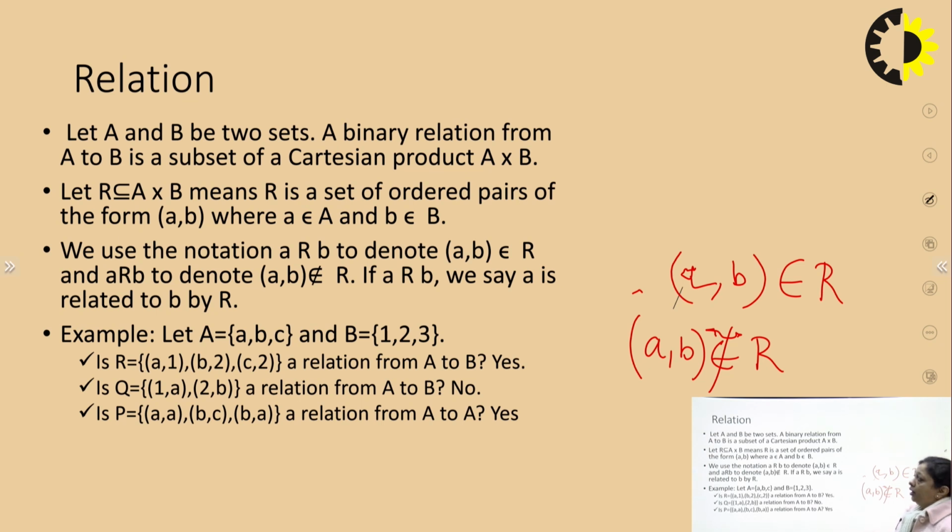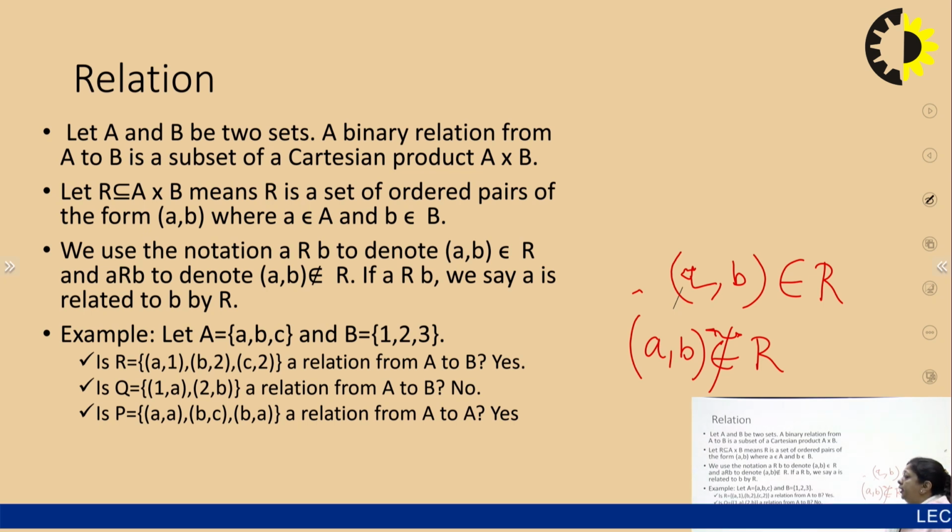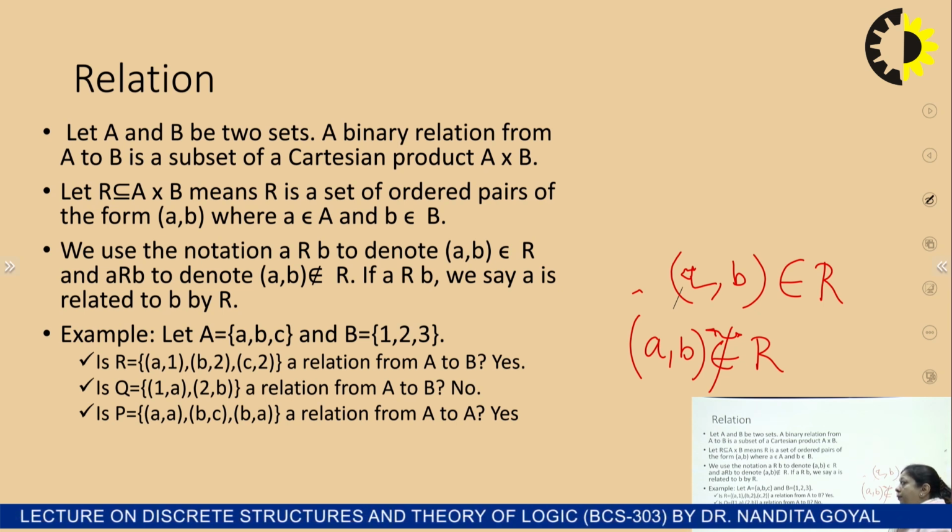Now, let us take a few examples. Suppose my set A contains 3 elements, that is a, b, c, and my set B contains 3 elements 1, 2 and 3. Now, if R is equal to {(a, 1), (b, 2), (c, 2)}, is it a relation from A to B? We can clearly see that in this R, the first element belongs to A and the second element belongs to B. So, yes, it is a relation from A to B.